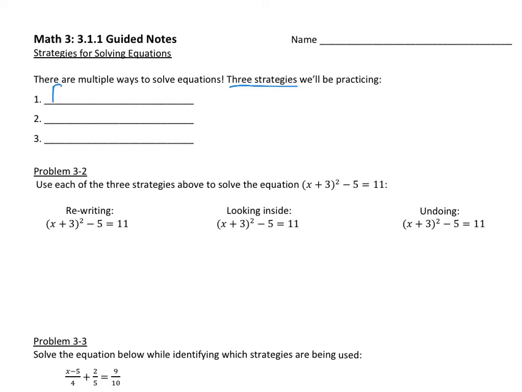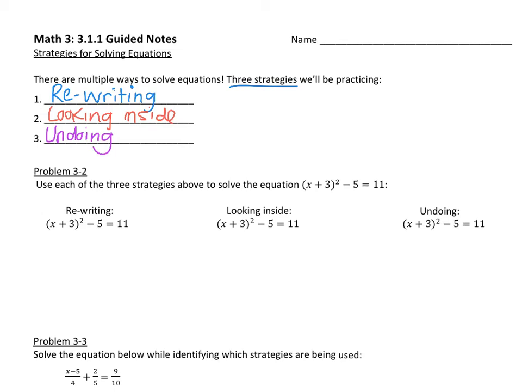So the first strategy is rewriting. So rewriting an equation in the process of solving, and we'll look at an example of that soon. The second one is looking inside. So looking inside an equation or part of an equation. And the third strategy is undoing, and that's probably the strategy you have the most experience with in terms of undoing certain operations. Undoing. So we're going to look at each of these.